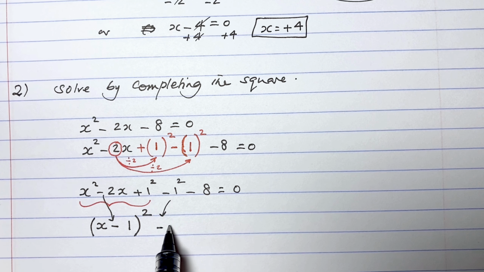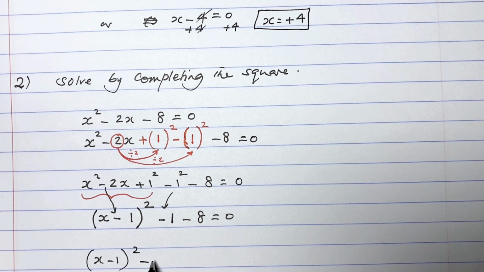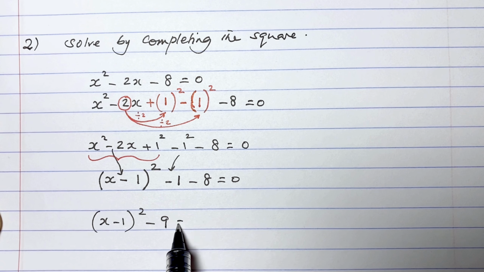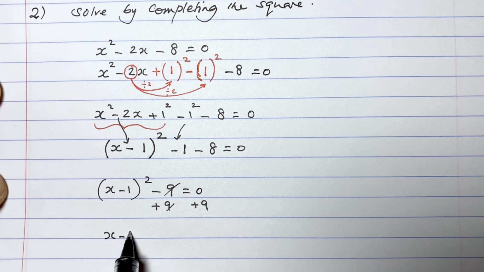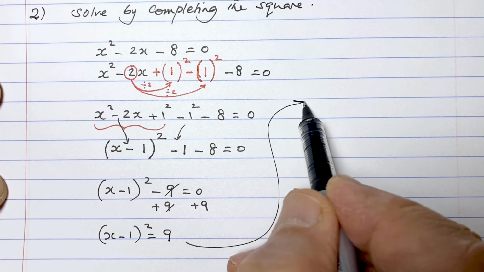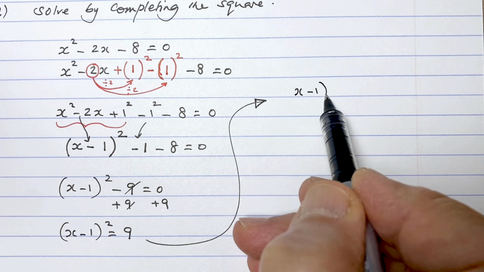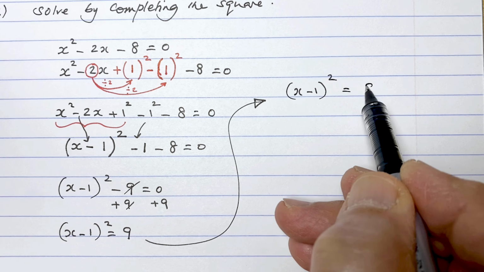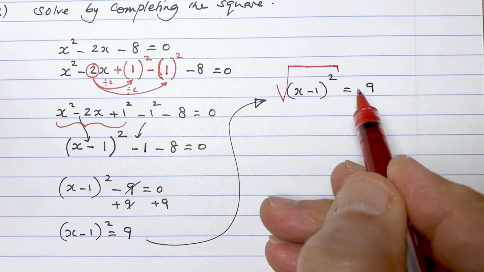Then writing minus 1 squared, which is 1, minus 8 equals 0. Minus 8 minus 1 equals minus 9. Balance both sides. So we have x minus 1 squared equals 9. In order to find x, I need to write both sides and take the square root, because the aim is to find x.